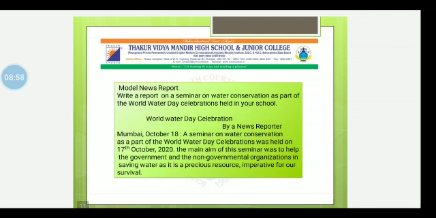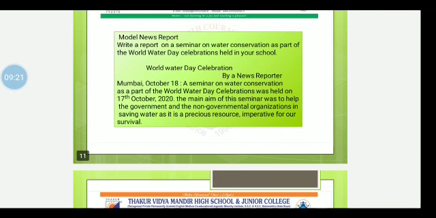And finally, let's look at a model news report. So here we write a report on a seminar on water conservation as a part of World Water Day celebration held in your school. Now I've given a very simple title so that it indicates what we are writing about. World Water Day celebration. Then on the right, I have written by a news reporter. On the left, it's my place or my date line. Okay, so here first place followed by the date. So Mumbai, comma, October 18, colon. And straight after that, you go into your report.